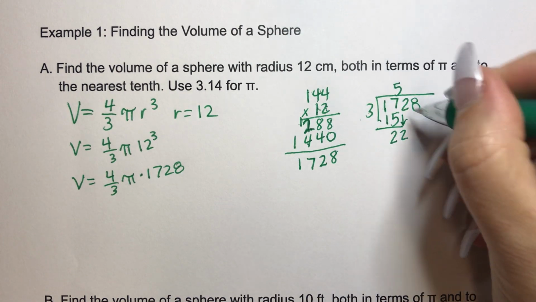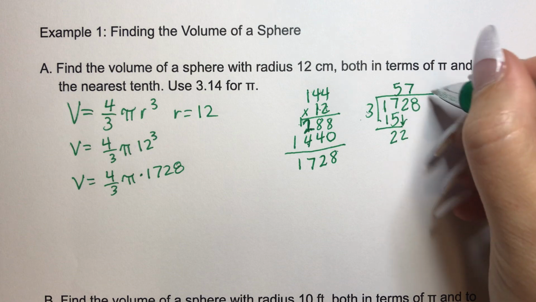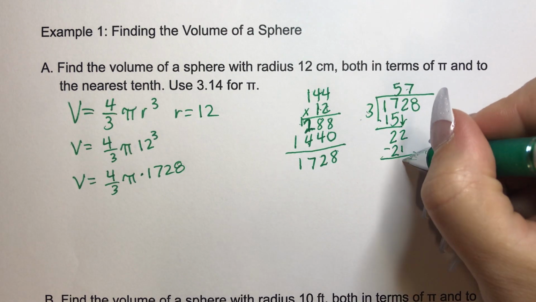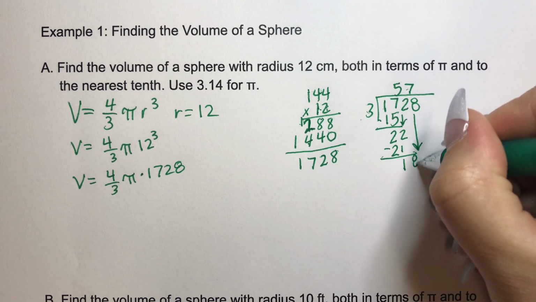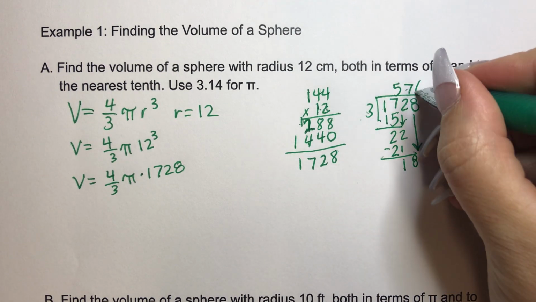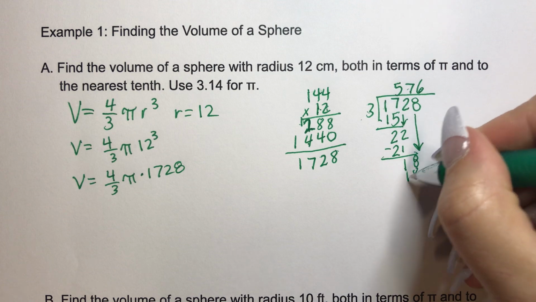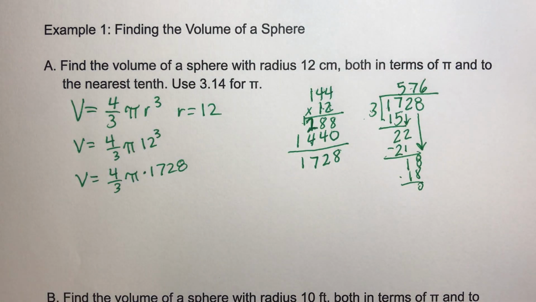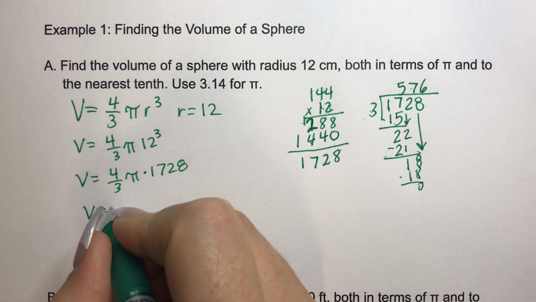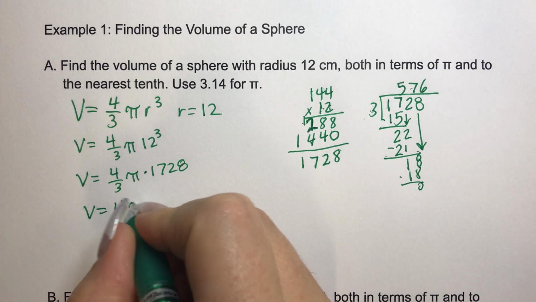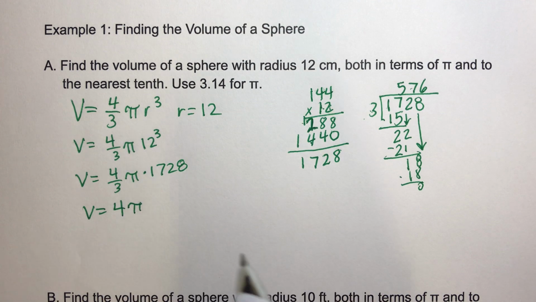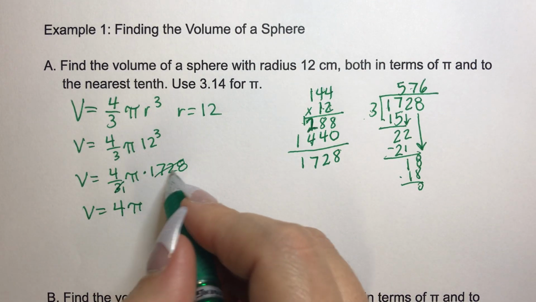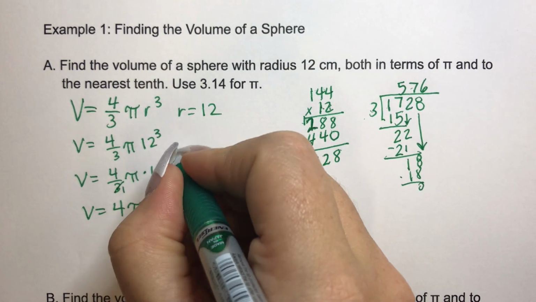We drop the 2 down. 3 goes into 22 7 times. 7 times 3 is 21. We subtract and get 1 and drop down an 8. 3 goes into 18 6 times. 6 times 3 is 18. Okay, so we end up with volume equaling 4 pi times, because 3 goes into 3 one time and 3 goes into 1,728, 576 times.